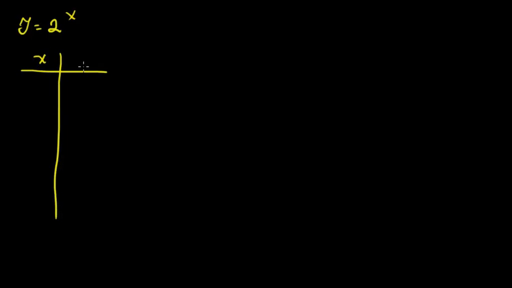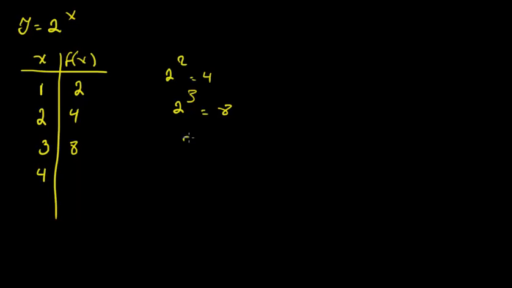As for this one, let's start with drawing a chart here. This is our x values, and this is our f of x or y values, right? Now let's choose some x values. If x is 1, y is 2. If x is 2, it means 2 to the second power is 4. If x is 3, then 2 to the third power is 8, right? If x is 4, 2 to the fourth power is 2 times 2 times 2 times 2, which is 16.